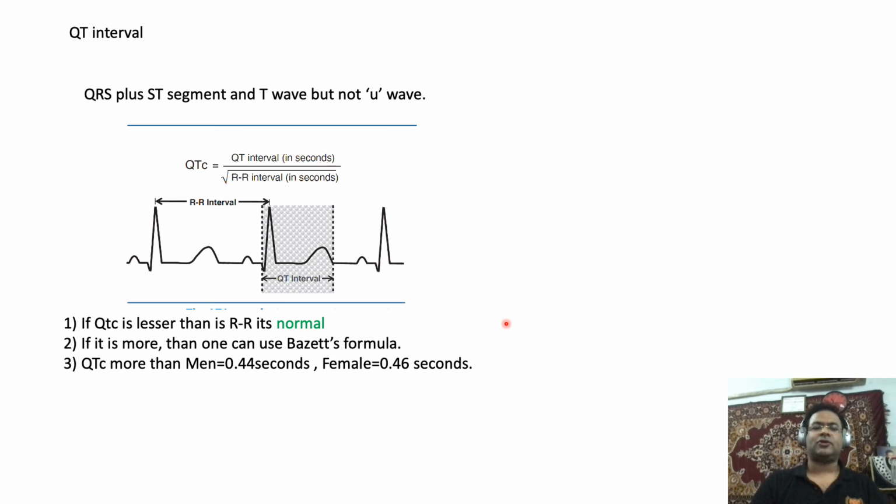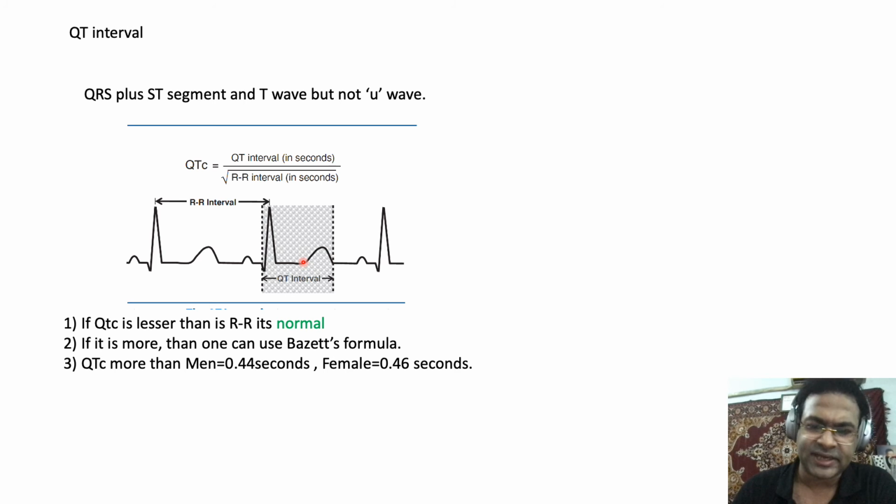Normally in men the QT interval should not go more than 0.44, and in women it should not go beyond 0.46. Why is it so? Why is QT more in women? Because of a special potassium channel called the HERG potassium channel.